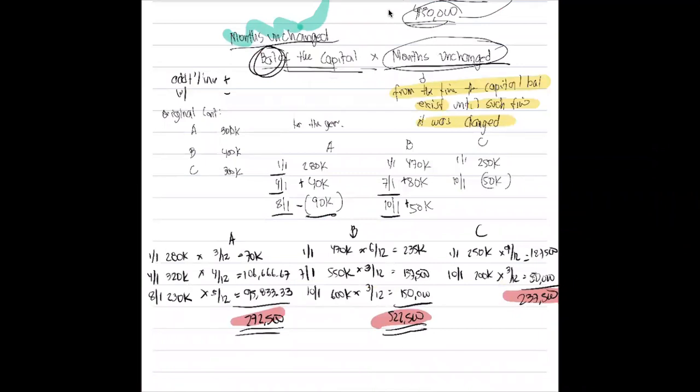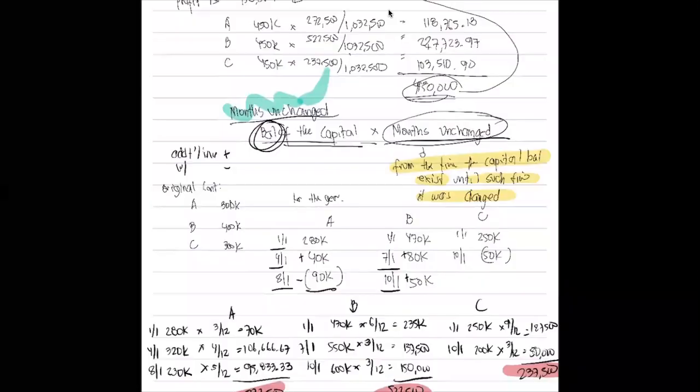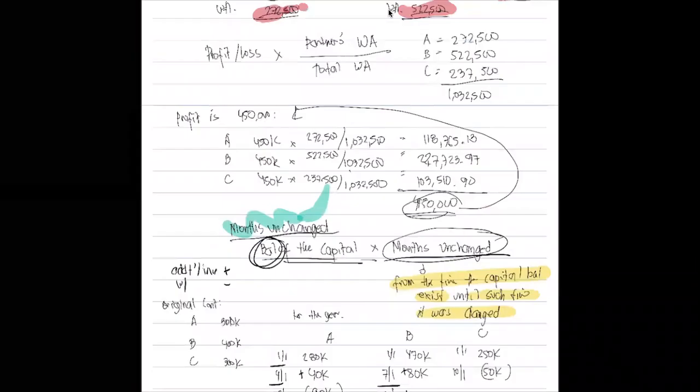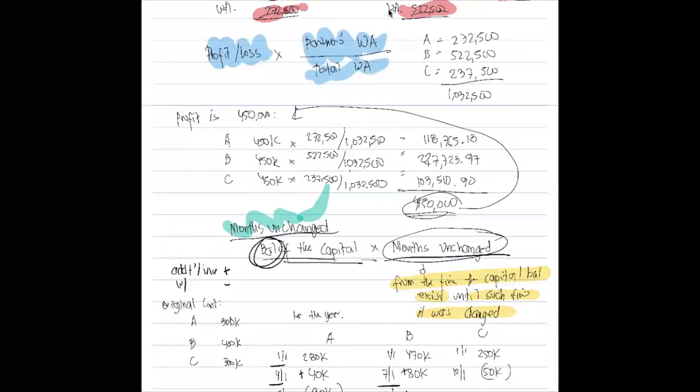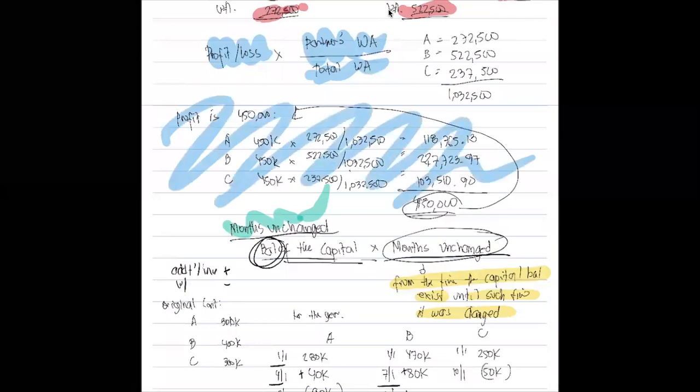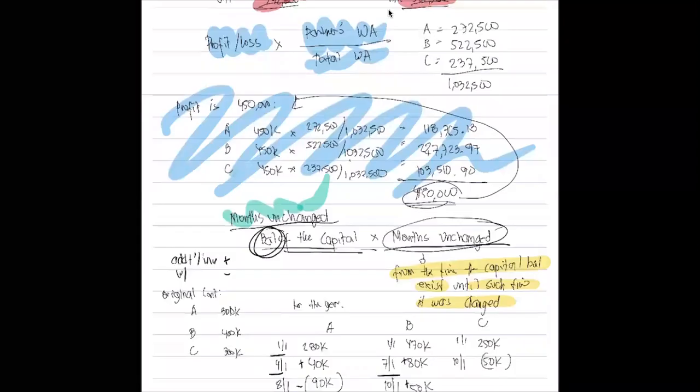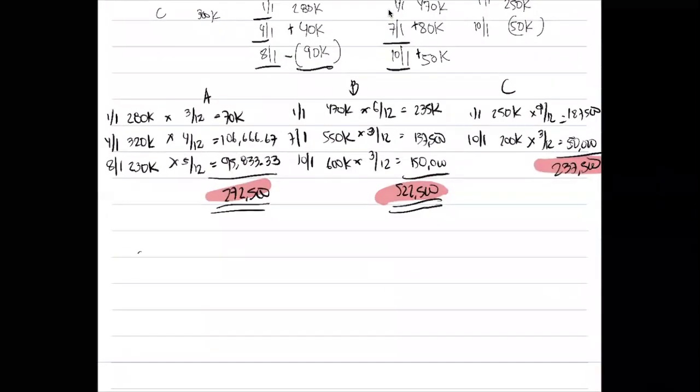And how do we apply your weighted average? You apply it this way. So we get for the profit or loss, and then we multiply it to your partner's weighted average divided by your total weighted average. So, eto na siya. Ito yung kabuuan niyan. Okay? Weighted average. How about simple average?